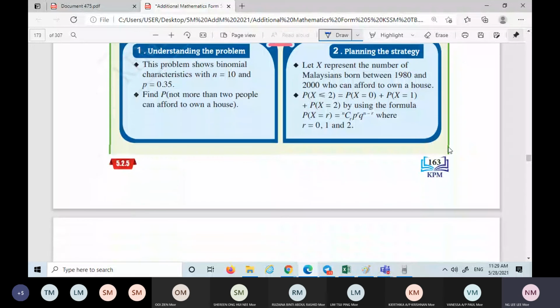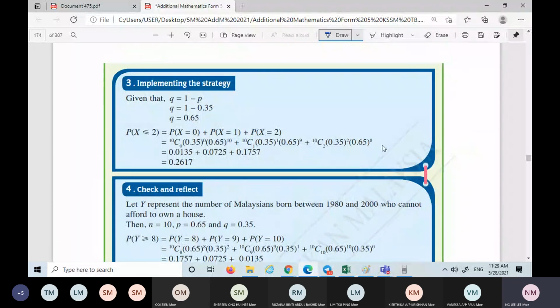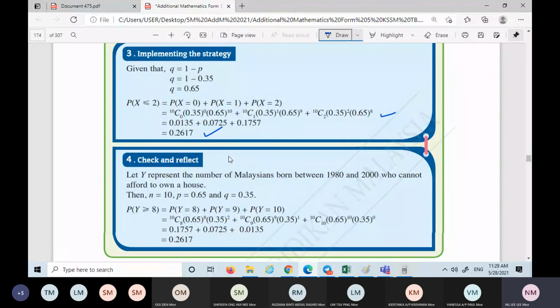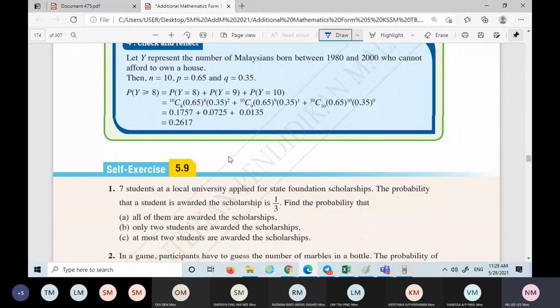Let us see. So this is the solution, this is the answer. That's all. I want to see whether you can understand or not. Very simple. Do the homework.